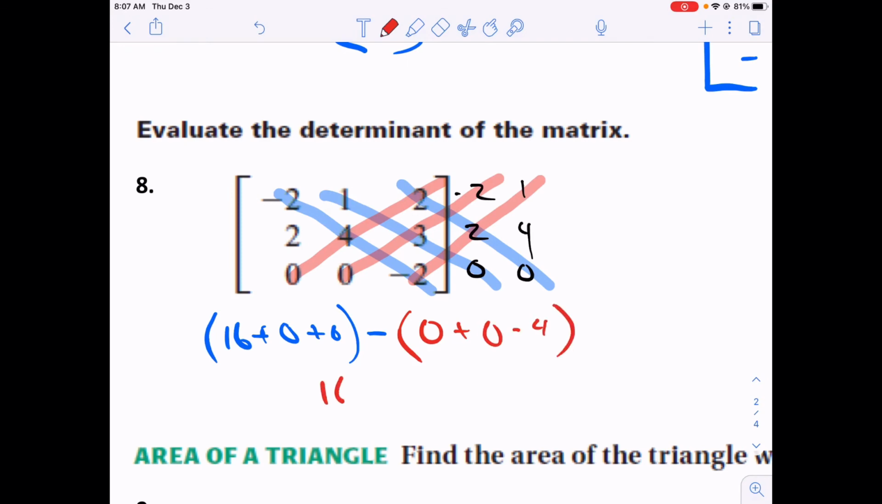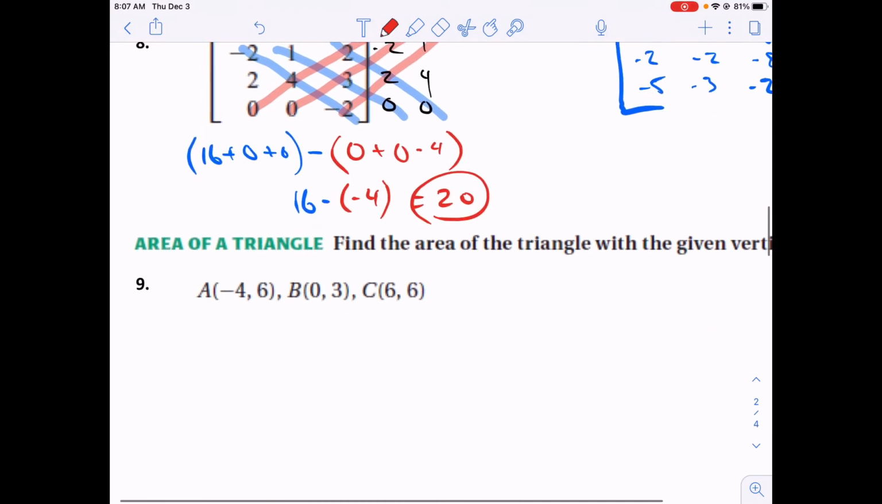So I have 16. I should change the colors for that. That's going to be blue, yeah. That's 16 minus negative 4. Well, you have to add that because it's a double negative. The answer is 20. All right, now the area of a triangle.